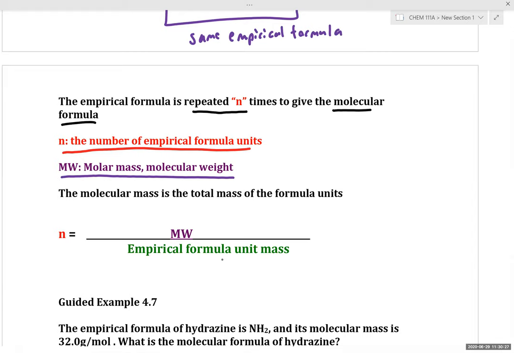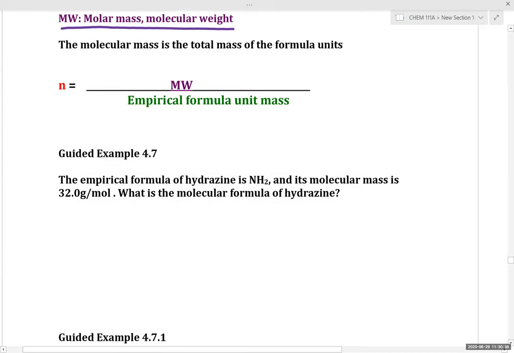Okay, so let's show how this would work in practice. The empirical formula of hydrazine is NH2, and its molecular mass is 32 grams per mole, okay? And we're asked, what is the molecular formula of hydrazine?